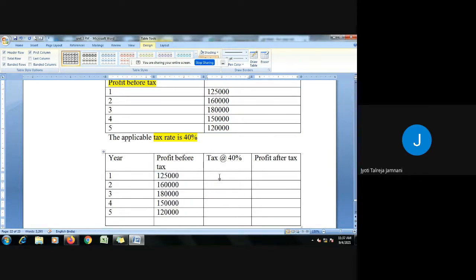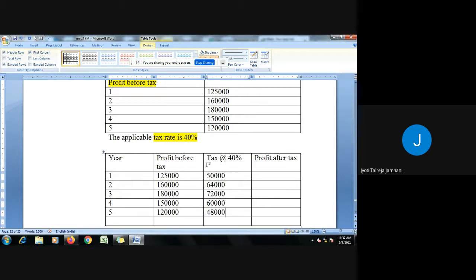Now they have said that tax is 40%. So 40% of 1,25,000 we have to do to get the first year tax, that is 50,000. Then 40% of 1,60,000 is 64,000. 40% of 1,80,000 is 72,000. Similarly, 40% of 1,50,000 is 60,000. And 40% of 1,20,000 is 48,000. So these are the tax values.